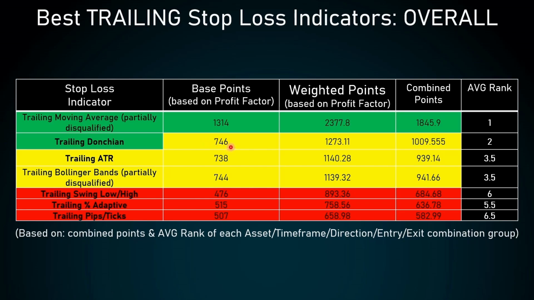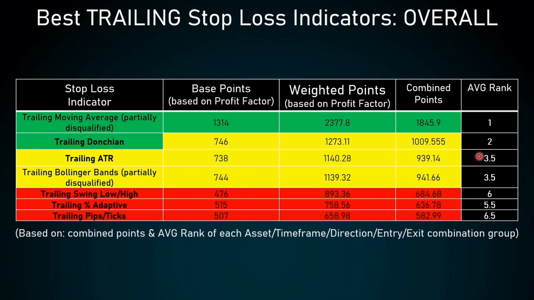This stop loss got 746 base points, 1,273 weighted points, and 1,009 combined points. Closely followed by that is the ATR-based trading stop loss, which was my preferred stop loss until this point, but based on these results, now I will be focusing on the Donchian-based stop losses more. This doesn't mean that I won't use an ATR-based trading stop loss anymore. I really like that stop loss, but I will be taking a move towards the Donchian trading stop loss.